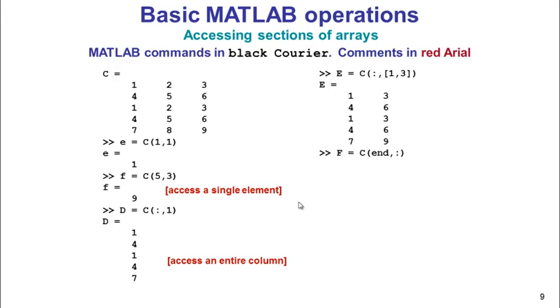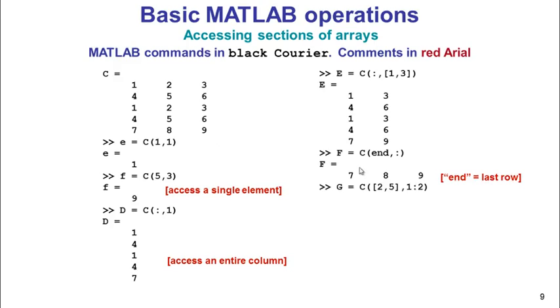Another useful keyword that MATLAB uses is what's called end. Let's say you didn't know exactly how many elements you had in your array C, but you knew that the very last row or the very last column was important. So in this case, if you said capital F is equal to C(end,:), this is saying take the very last row and take all the columns. So what we would get with capital F is 7, 8, and 9, which when we look back at capital C, we see 7, 8, 9 is the very last row of C.